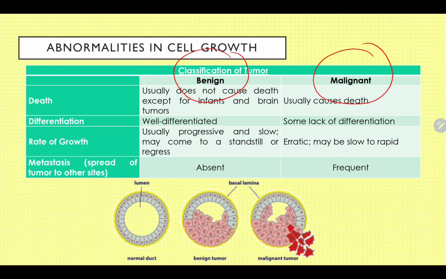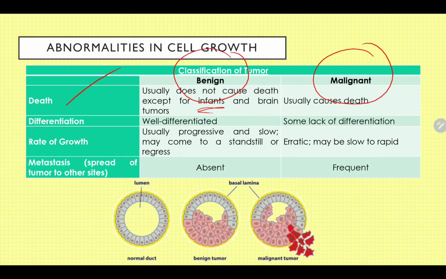So we have different classifications of tumor: benign and malignant. What is the difference? In terms of cell death, a benign tumor usually does not cause death except for infants and brain tumors, and a malignant tumor usually causes death. Infants are the target because infants are still developing. That's why they die if they have tumors while still an infant. The body cannot really adapt because it is still immature, not fully developed.